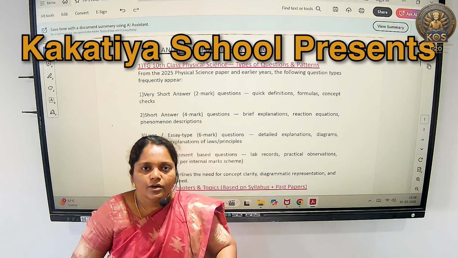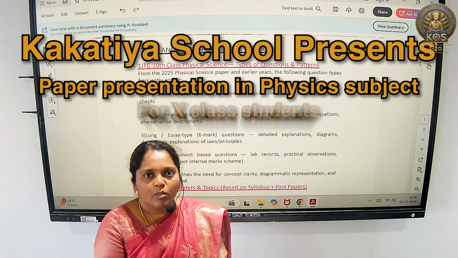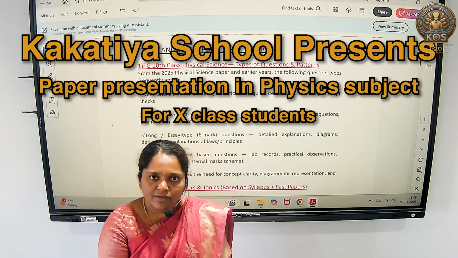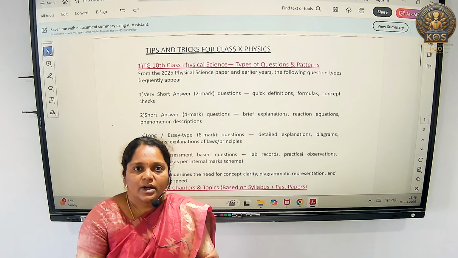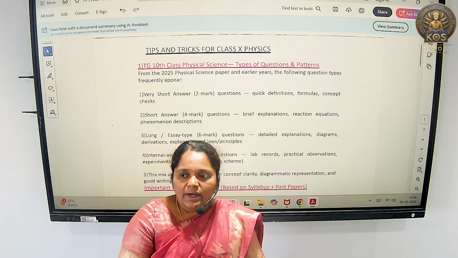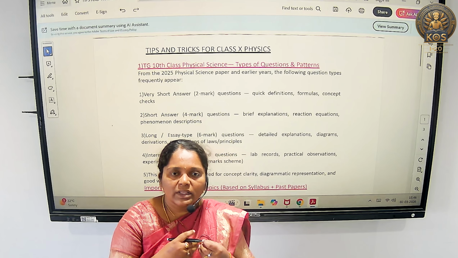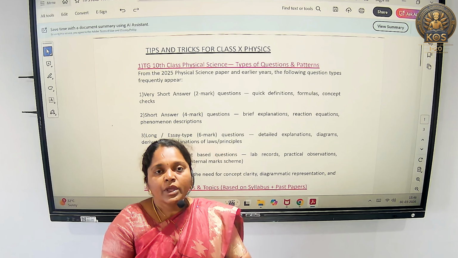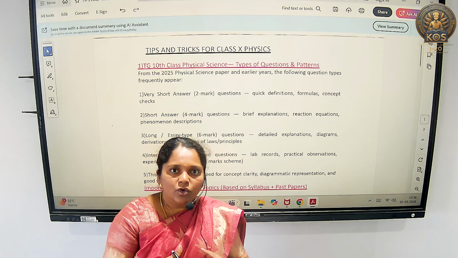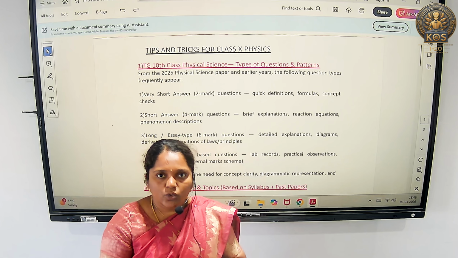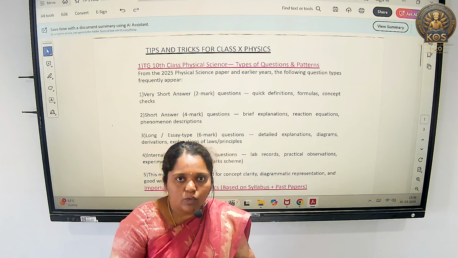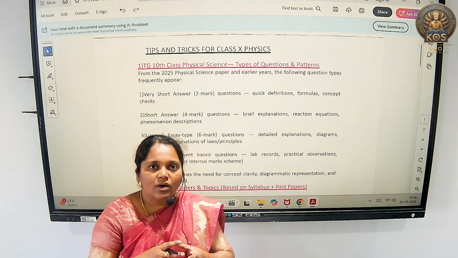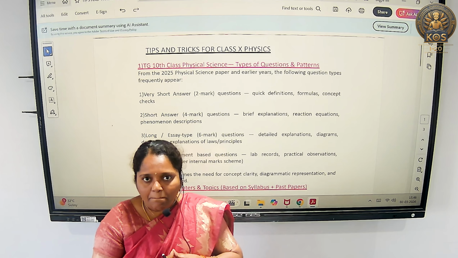Hello everyone. Today we are going to discuss tips and tricks for class 10th physics to score full marks. Those who are trying to score full marks must cover the entire topics in the book. But still, we will discuss some very important topics so that you can cross 30 and 35 and above, and the remaining marks you have to plan according to your preparation.